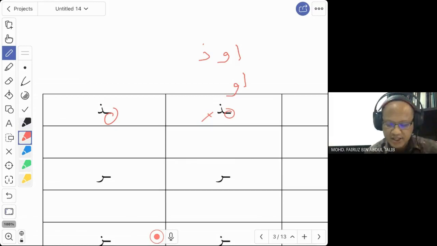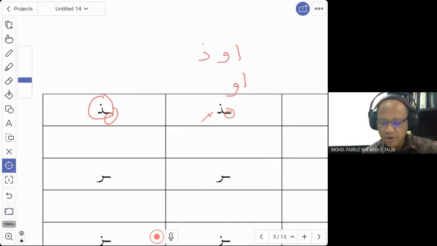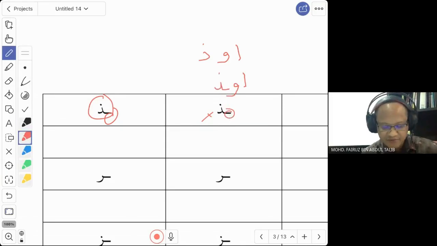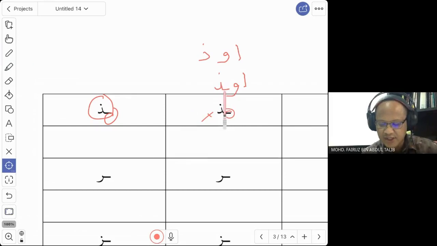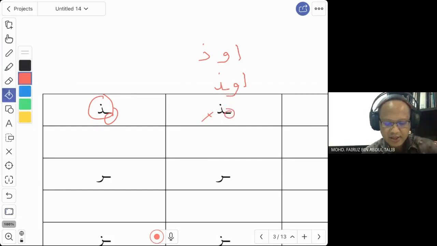Okay, what about the zal? If you look at the zal, zal can be linked to the previous letter. But what is the previous letter? Previous letter is a waw. Waw cannot be linked to the next letter. Therefore, your zal cannot be linked to the previous letter. So you cannot have this. So in this case, you don't link the letters.